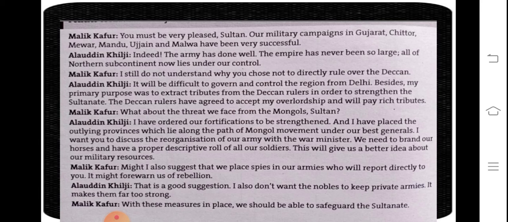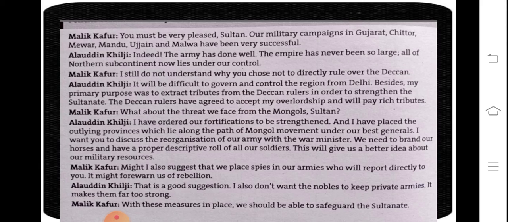Malik Kafur informed Alauddin Khilji that you must be very pleased, Sultan. Our military campaigns in Gujarat, Chittor, Mewar, Mandu, Ujjain and Malwa have been very successful. Alauddin Khilji was very pleased and said, "Indeed, the army has done well. The empire has never been so large. All of northern subcontinent now lies under our control."